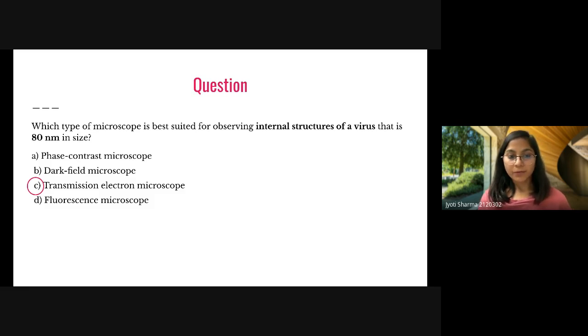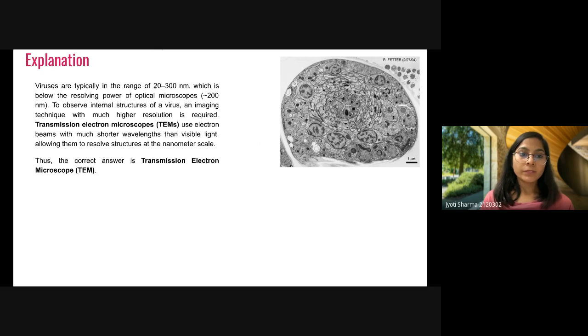So you have to remember it. Each of these microscopes has some advantages and some disadvantages, and based on our purpose we can use different kinds of microscope. If you want to see the internal structure of a virus, you will use the transmission electron microscope. Here you can see the kind of structure we can see using transmission electron microscope.